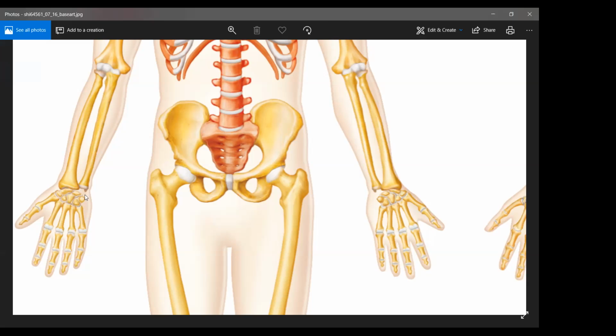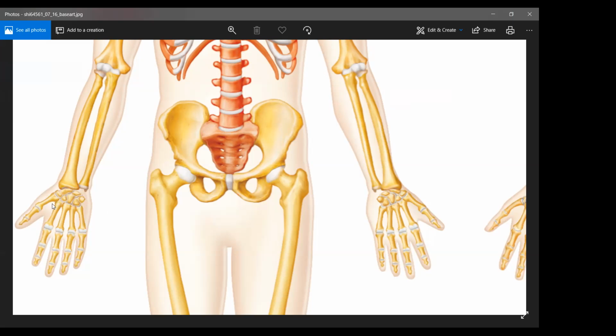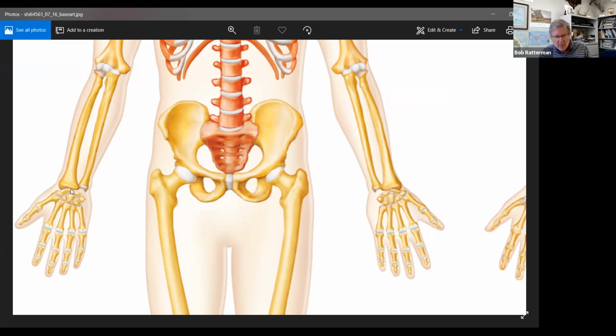Carpals. Carpals, right. And then we come to 5 bones of the palm. Phalanges. No, not yet. Those are out here. Metacarpals. Metacarpals, right. So carpals, metacarpals. And then we've got 1, 2, 3, 4, 5, 6, 7, 8, 9, 10, 11, 12, 13, 14 phalanges. 3 per finger except the thumb that has 2.